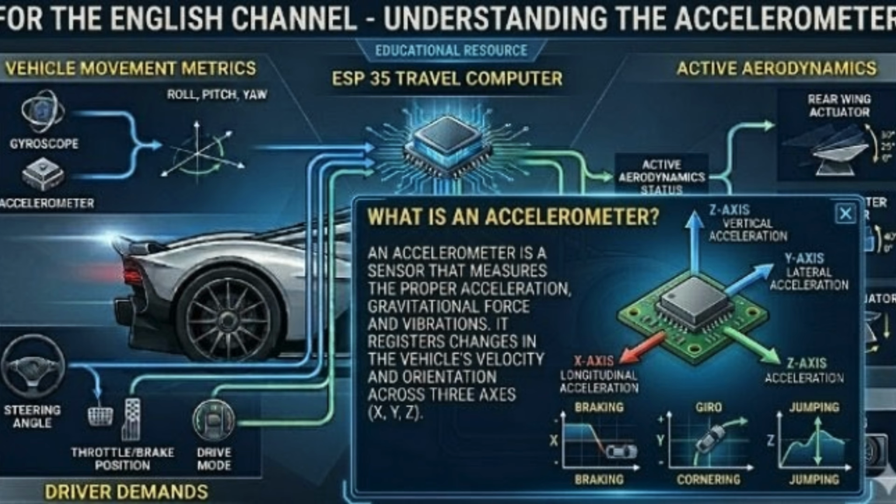Having concluded our previous dissection of the ESP-36 travel computer, we must now examine the primary hardware component responsible for feeding it real-time dynamic data. To map the physical forces acting upon the Pagani Utopia, the system relies on a dedicated, high-frequency sensory core. We officially introduce the next specification in our technical ledger, the -36 Spanish pesetas Triaxial Accelerometer Unit.